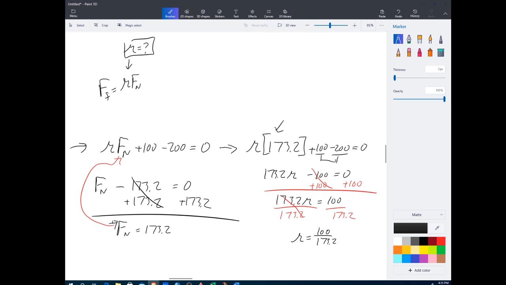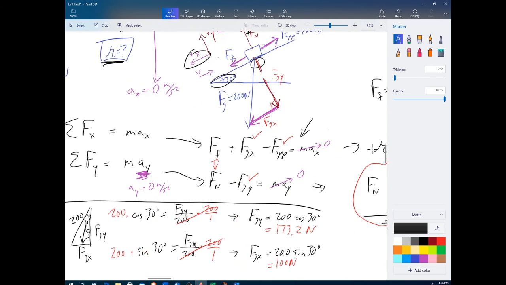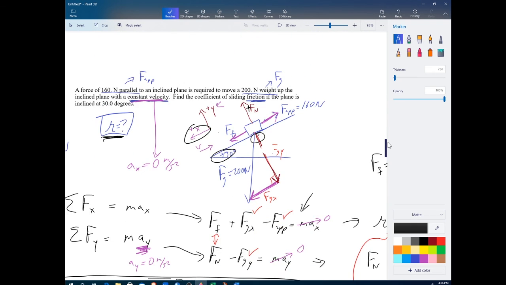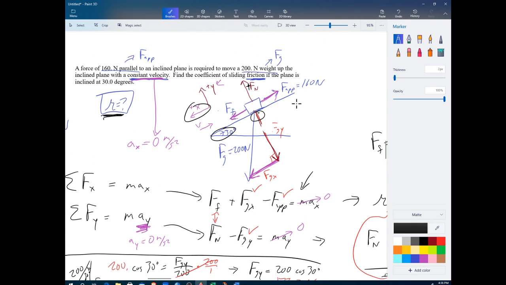I'm going to check that on my calculator, and you can check me too. I'm getting 0.577. I think the thousandths place usually is a pretty good place to go with that. So that's actually not a crazy amount of friction, but at the same time, a decent amount. It's a little bit rough. So the sliding coefficient of friction between the box and the ramp would have to be 0.577.